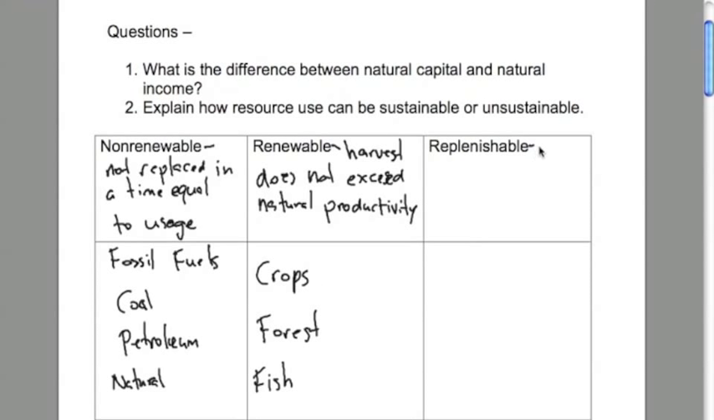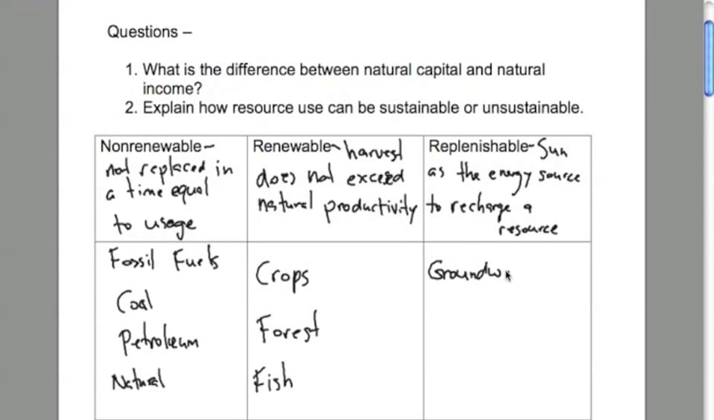Replenishable often focuses on the sun as the energy source to recharge a system or to recharge a resource. Now, some examples of that could include things like groundwater, possibly a lake, or even something like ozone.